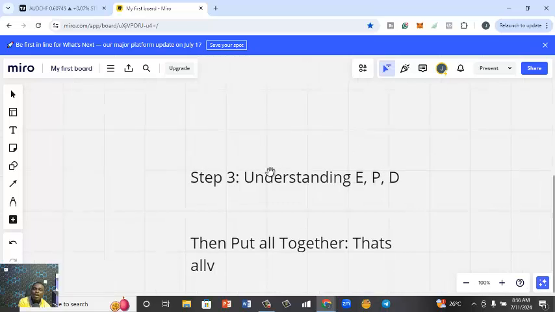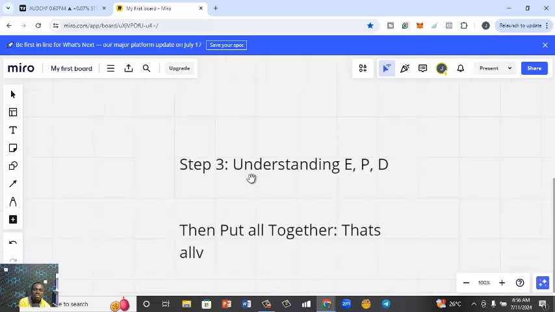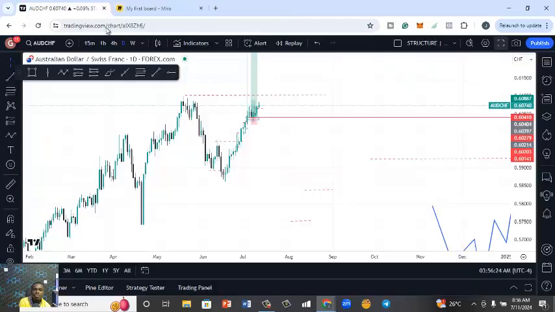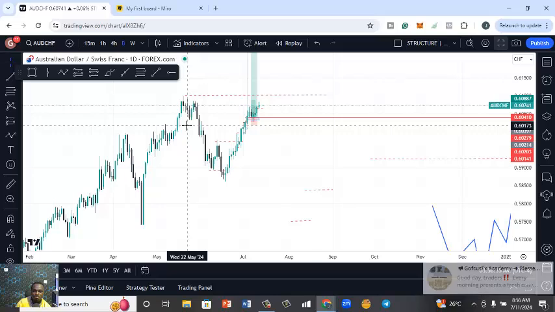Then finally, you have to have an understanding of equilibrium, premium, and discount, and then put all of these things together. Of course, equilibrium simply means midpoint. Premium means top half. Discount means bottom half.